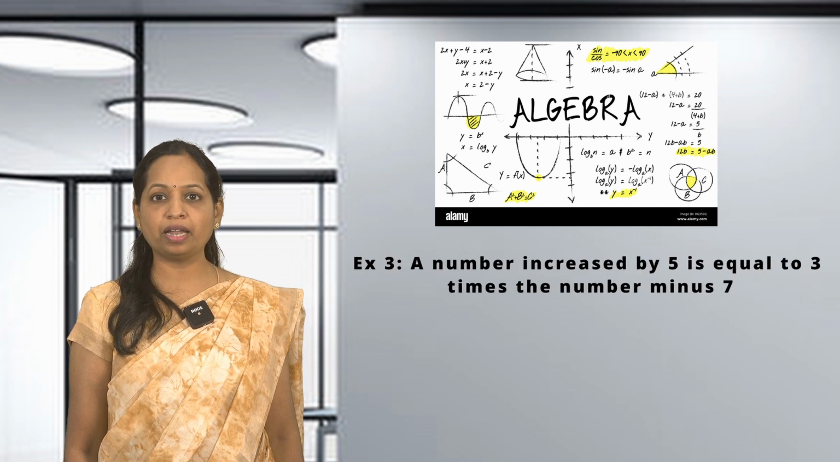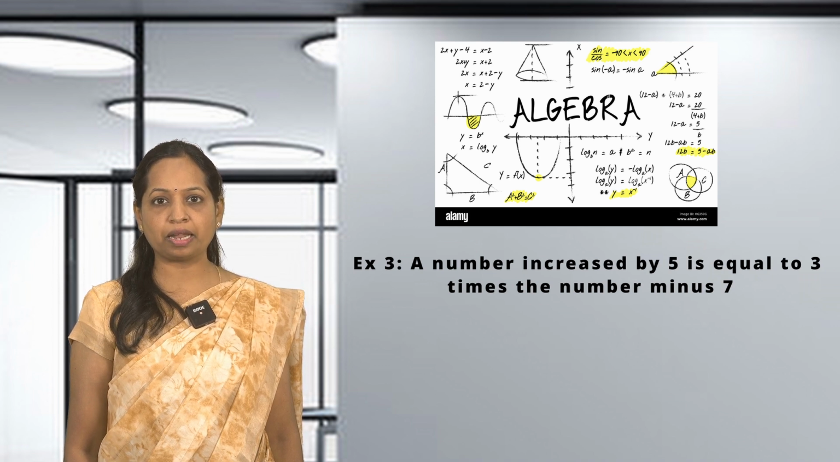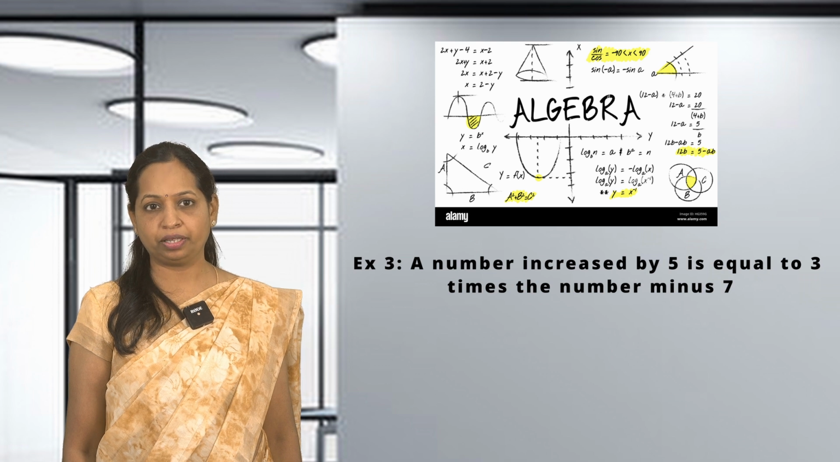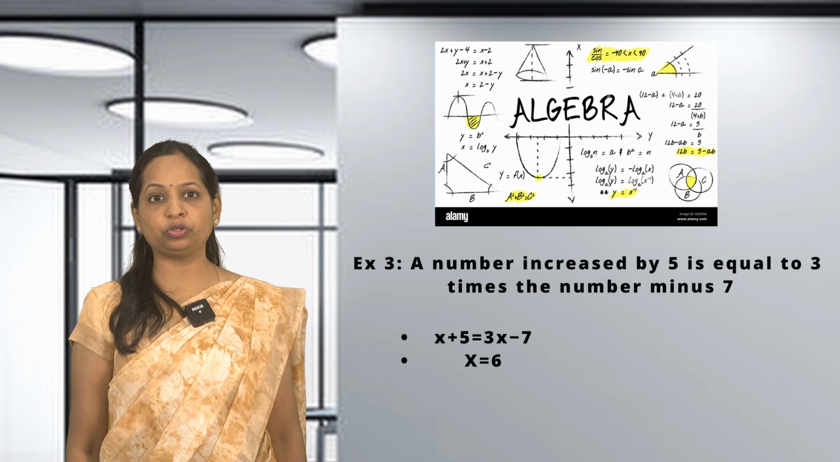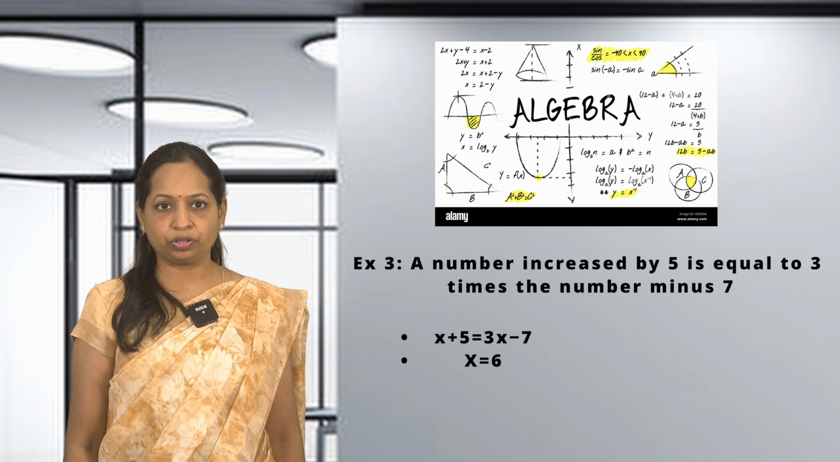Example 3. A number increased by 5 is equal to 3 times the number minus 7. x plus 5 is equal to 3x minus 7. x is equal to 6.